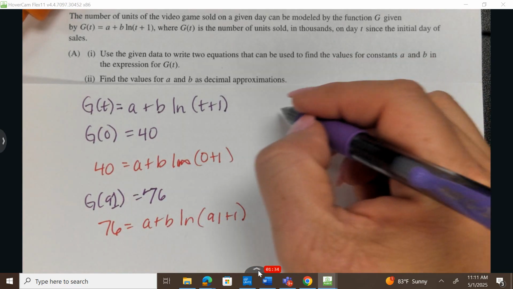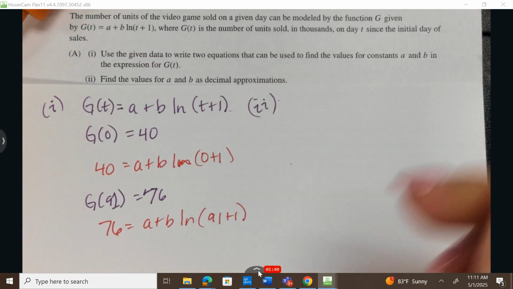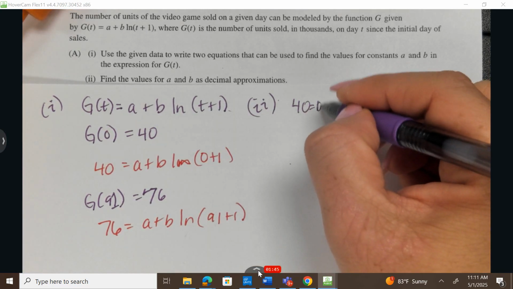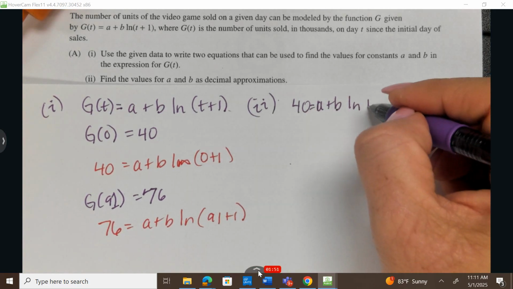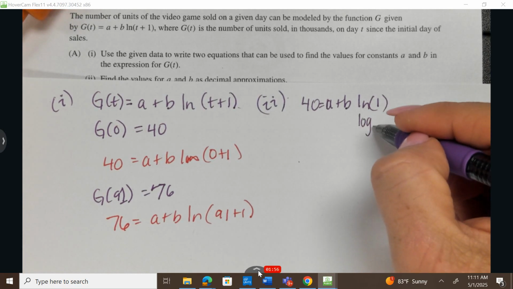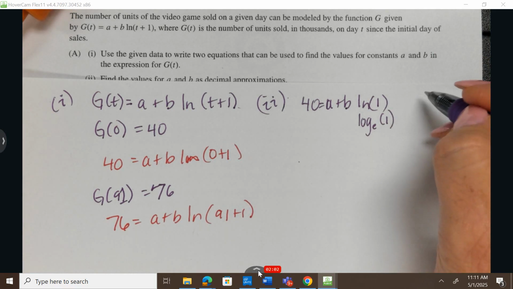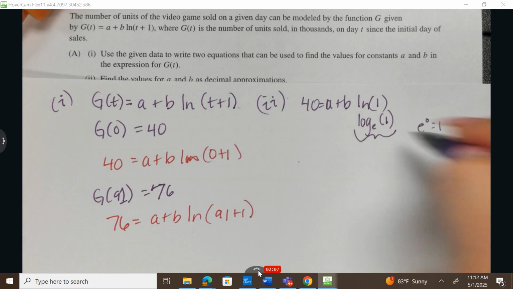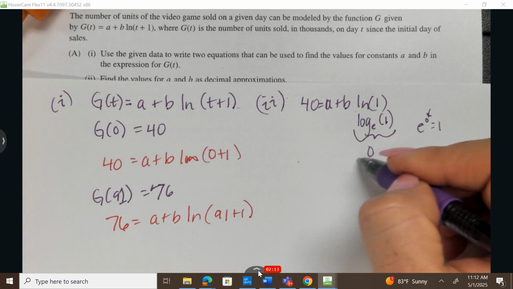So this is going to be part 1, and here's part 2 of A. Okay, how do I go about solving this? So 40 equals A plus B times the ln of, well, 0 plus 1 is 1. Now, if you did not know that the ln of 1 is 0, let's think about that. Ln, another way to write it, is log base e, and we know that e is a number. Any number, if you raise it to the 0 power, you end up with 1. E to the 0 equals 1. So that's how this portion is equal to 0. So I'm going to replace this portion with 0.